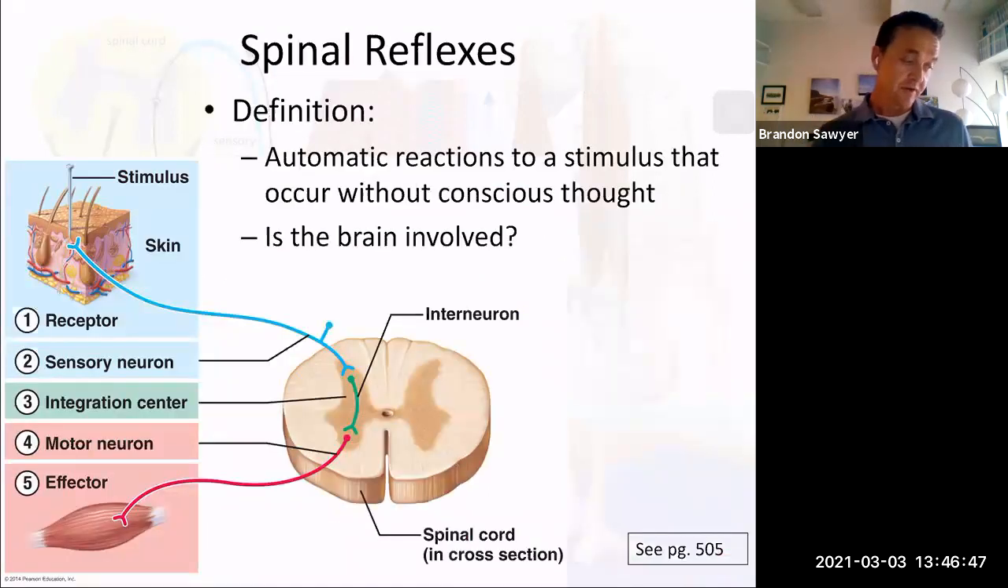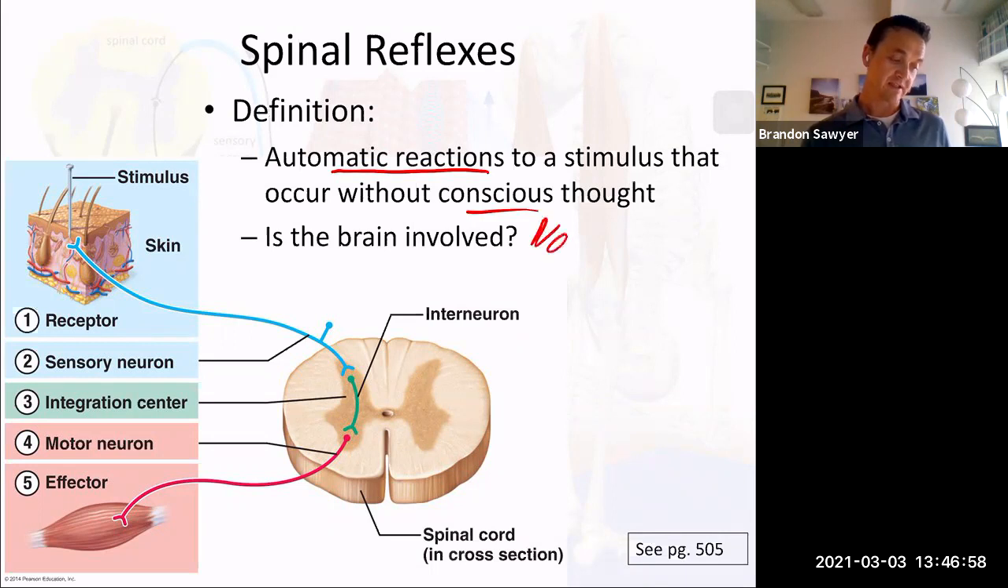So reflexes are these automatic reactions, as you're familiar with, that occur without conscious thought, which really means without the brain. Okay, so the brain does not have to be involved, but it can be. Okay, so they're called spinal reflexes because something comes from the periphery to the spinal cord, and the reactions happen right away, right back from the spinal cord without using the brain. Okay, that's why they're called spinal reflexes, but your brain can modify that if it wants to.